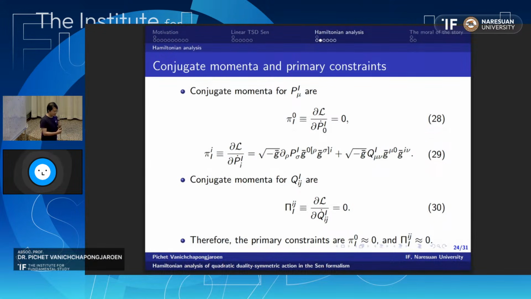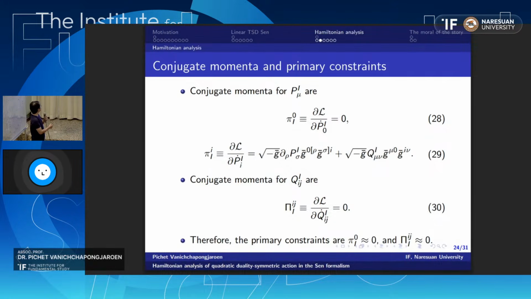So we just follow the process of the Dirac-Bergmann analysis algorithm. So we start by working out the conjugate momenta of the P. Okay, so the zeroth component of P and the space component of P.